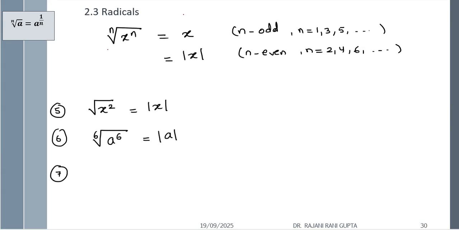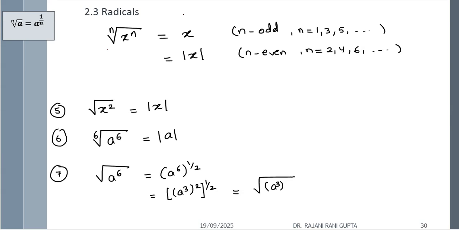Okay. Even if you have, say, the square root of a power 6. So what does it mean? A power 6 power half. So you have to cancel. So what will you get? You can write it as a power 3, its power 2 and half. Keeping it in the index form, like radical form, it will be a^3 power 2.